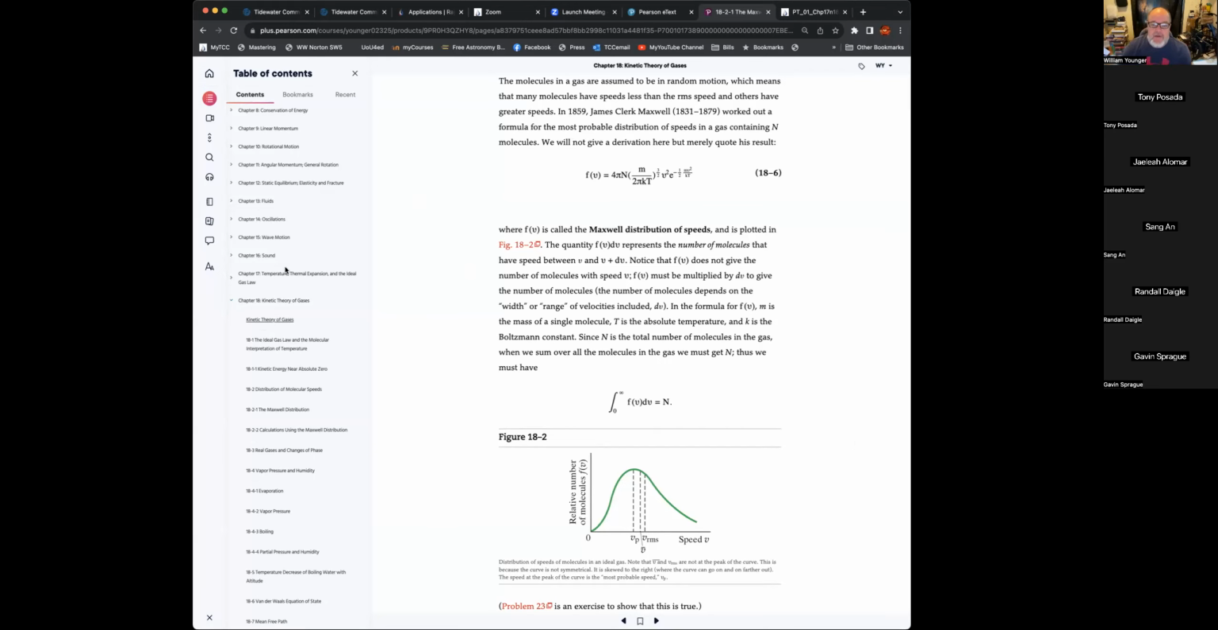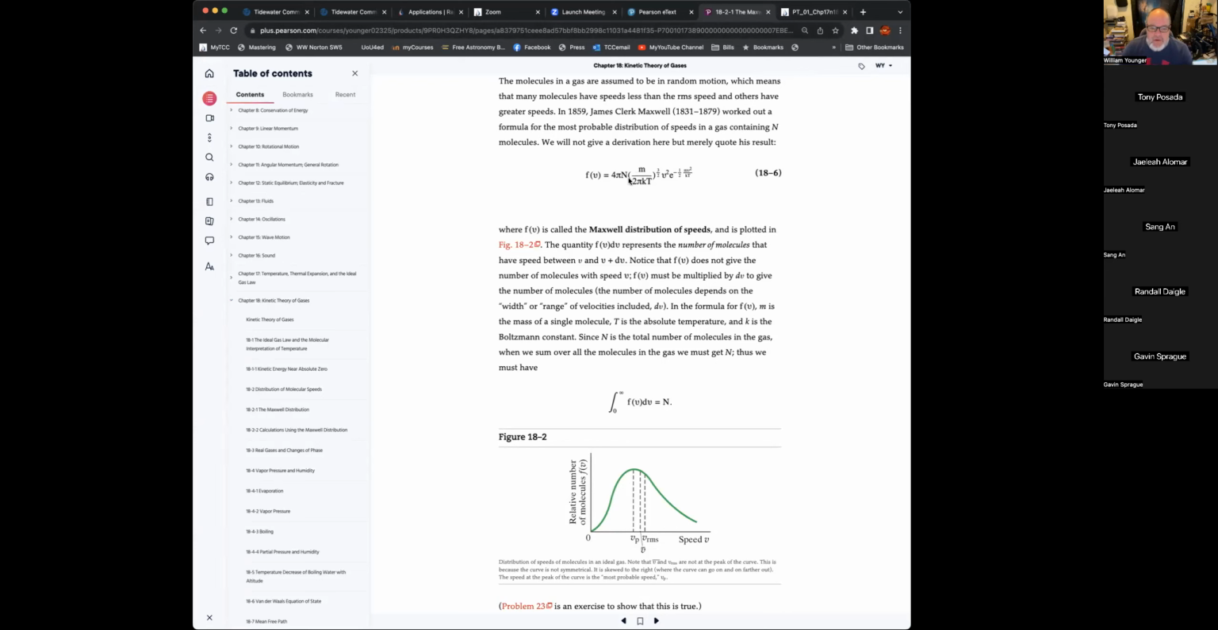You should be able to calculate the kinetic energy of an individual atom or molecule. You should be able to give me the root mean square of the individual atom or molecule. You should be able to tell me what the total kinetic energy of all the atoms and molecules, for instance, are in a particular sample of gas. This is that stuff that we saw in section 18.1.